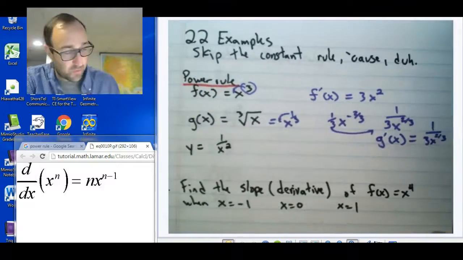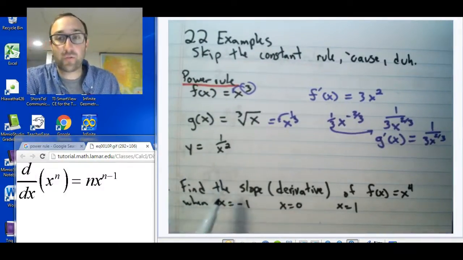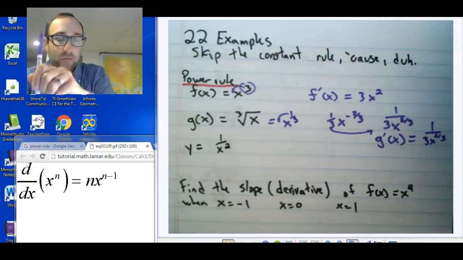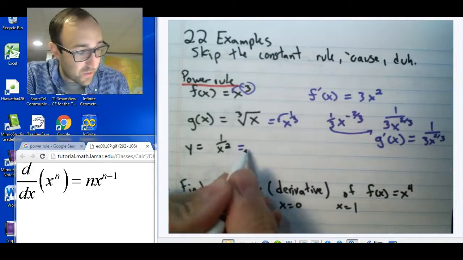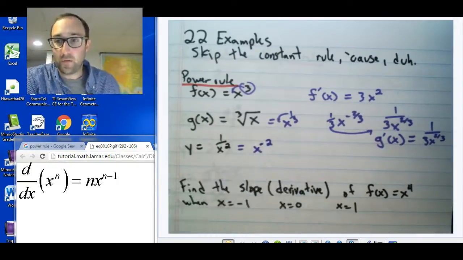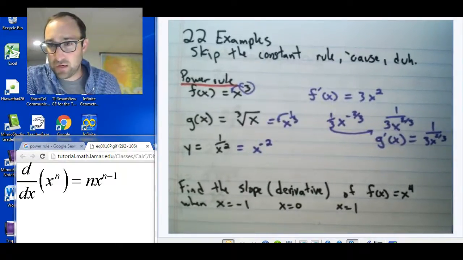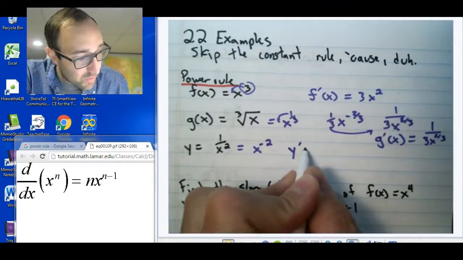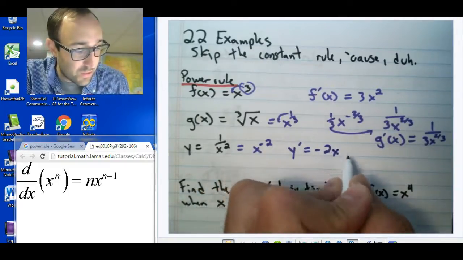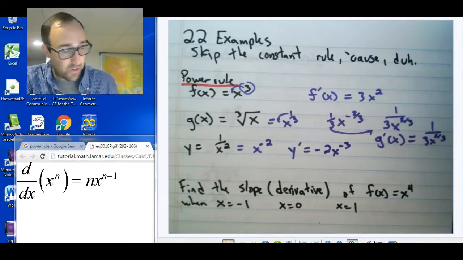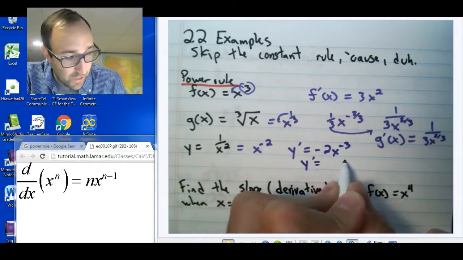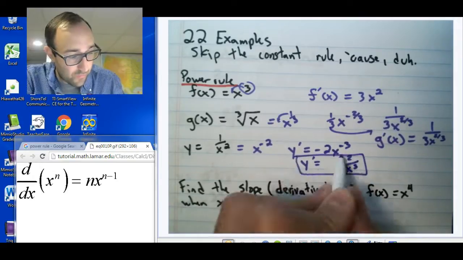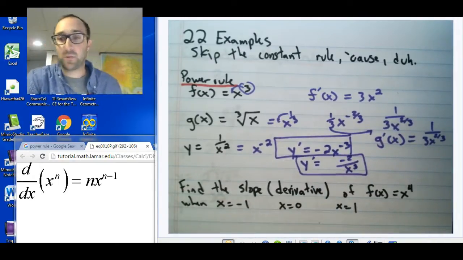Alright, sorry. So now this one, we're going to do the same thing. We're going to rewrite it. A lot of these you want to rewrite first in this form that looks like this down here again. So this is going to be the same as x to the negative 2. Now we can say y prime is going to equal negative 2x to the negative 3rd. We could write it like that, or we could also write it as y prime equals negative 2/x cubed. Either one of these will be okay. It all depends on what they're looking for, so you can write it multiple ways. So there's the first one.